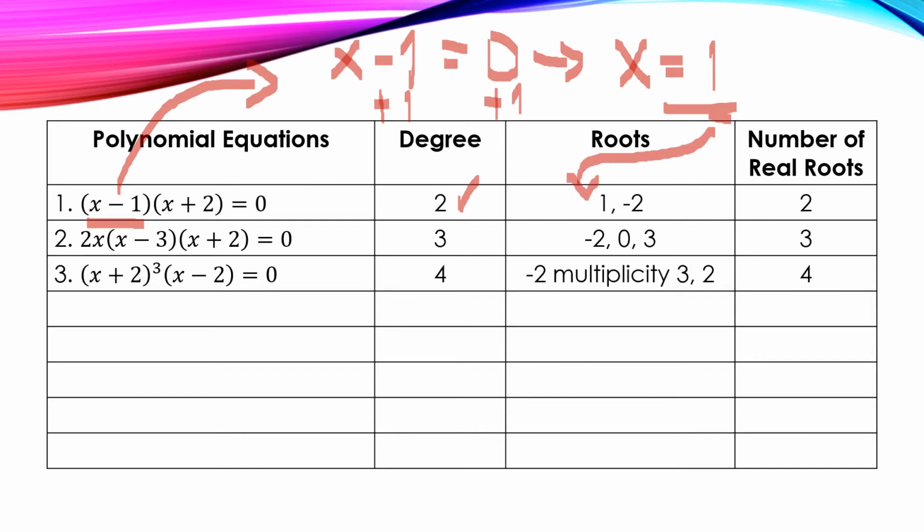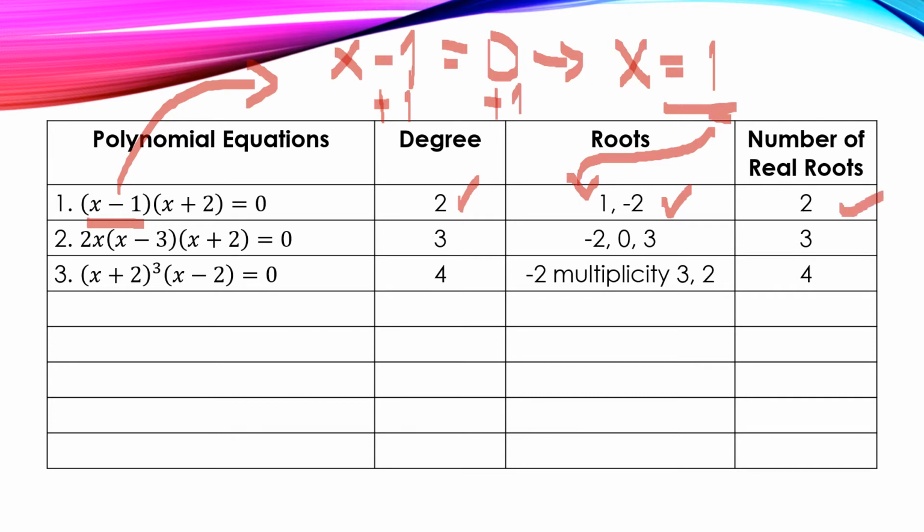And then the second root ay manggagaling sa x plus 2. So same procedure din siya. Get the additive inverse of 2, and that is negative 2. So your x is equal to negative 2. And that will be your second root. And then number of real roots, bibilangin mo lang ilan ba yung roots natin na real numbers. So that is 1 and negative 2. So you have a total of 2 real roots.